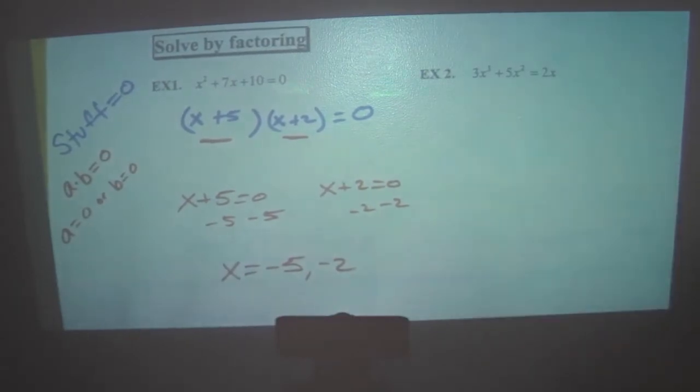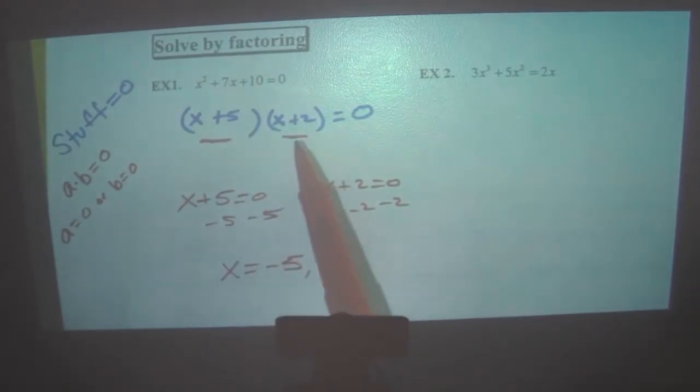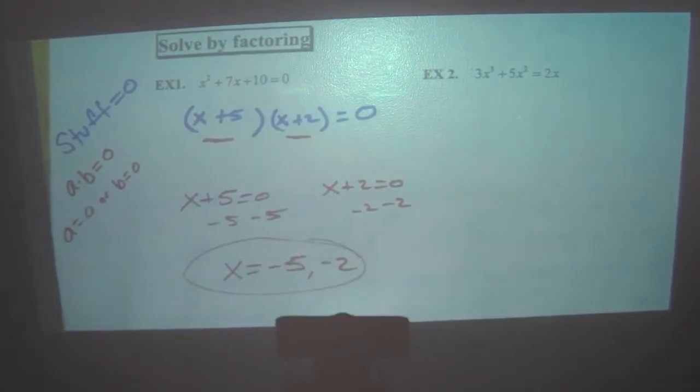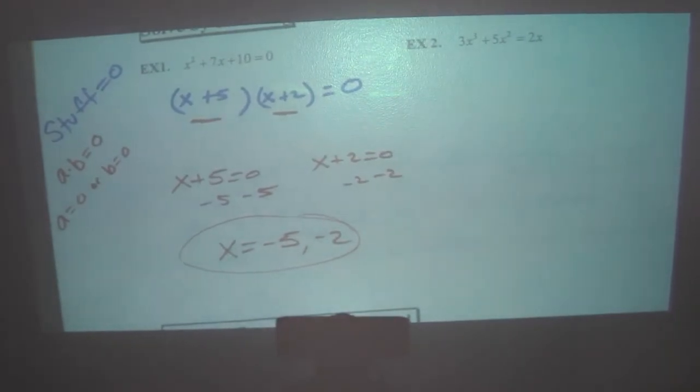Now, you never ever have to do all this work. You can easily just go right here, see x plus 5, and do the opposite, -5. X plus 2, -2. Okay? 99% of the time with these quadratics, you're going to get two answers. Okay? So quadratic has what we call degree 2. The largest exponent is a 2. 90% of the time, you're going to get two terms. Sometimes you only get one, and sometimes you even get none. Okay?